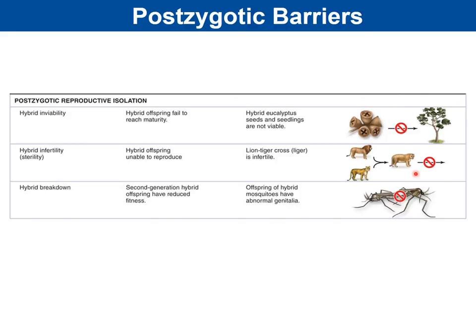The next one is hybrid breakdown. This is where the second generation hybrids have reduced fitness, meaning that the hybrids are able to reproduce, but their offspring are not viable. Offspring of hybrid mosquitoes, for example, have abnormal genitalia and they can't reproduce properly. And so these are all examples of post-zygotic barriers.